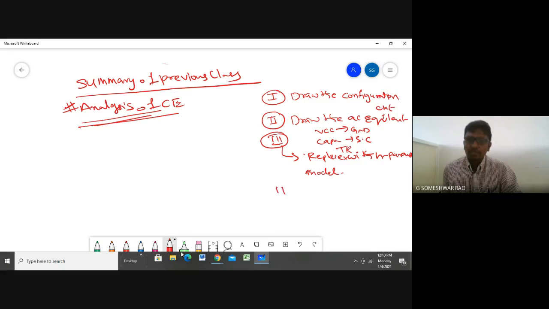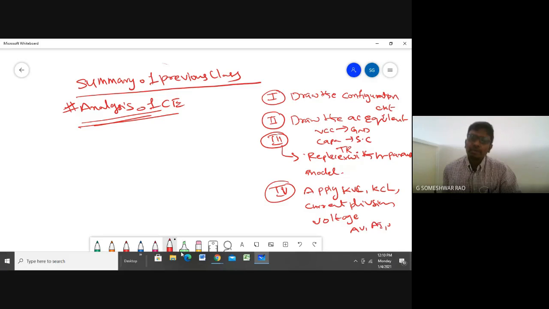After replacement, the fourth step is to apply KVL, KCL, and the current division rule and voltage division rule, whichever is suitable, for calculating AV, AI, RI, R naught. We are supposed to follow any one of them to calculate these parameters. Is it okay? This is the procedure that we have followed, and we have completed the analysis of CE and derived the expressions for that.